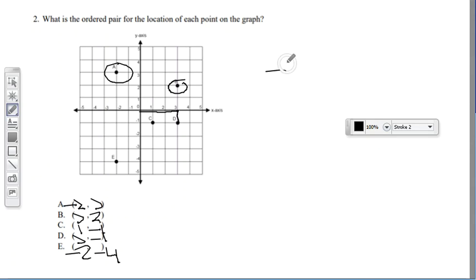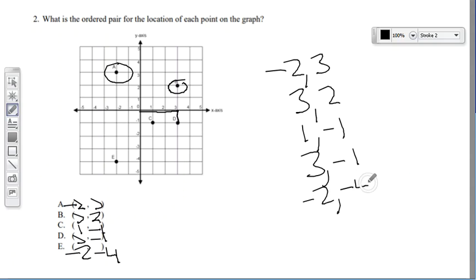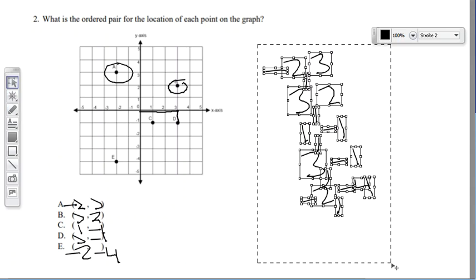Okay, so I'm going to write these a little bit bigger and better. So A was at -2, 3. B was at 3, 2. C was at 1, -1. D was at 3, -1. And E was at -2, -4. Okay, and I'm actually going to copy these because we need to use these for our next question.